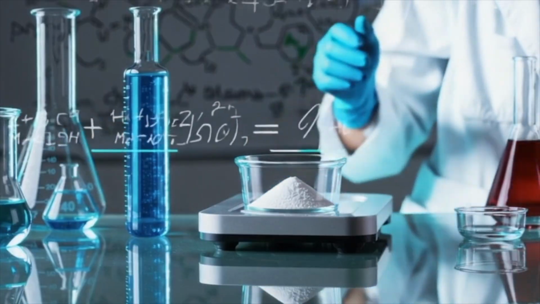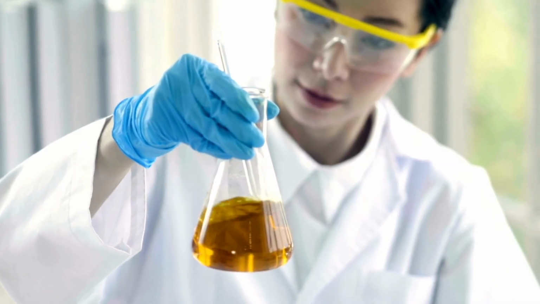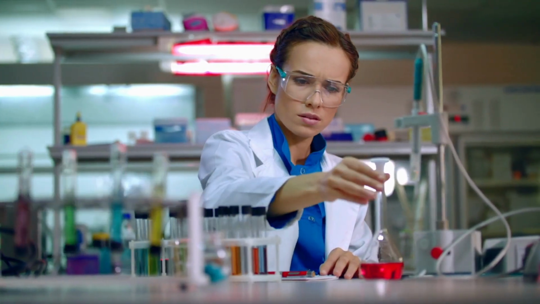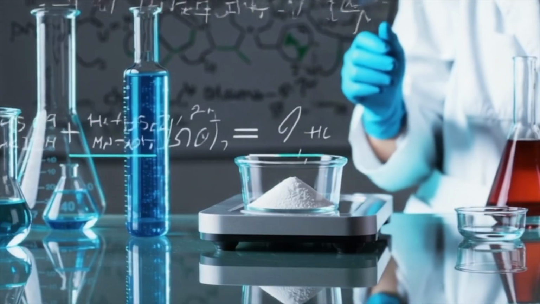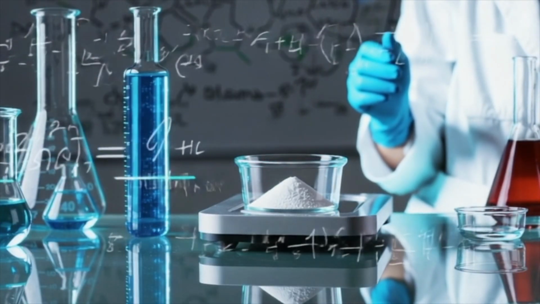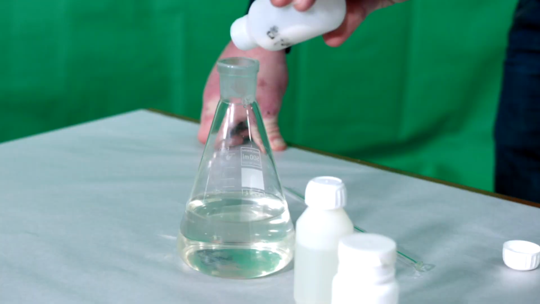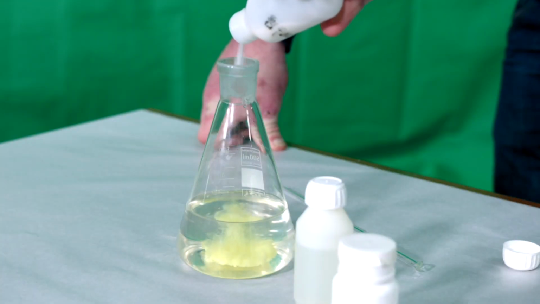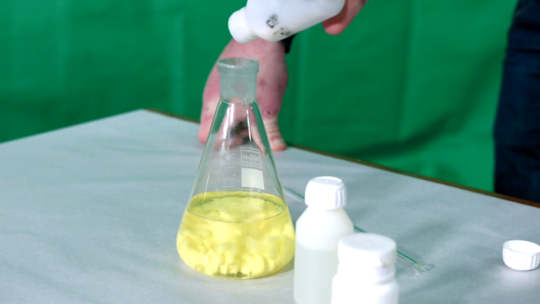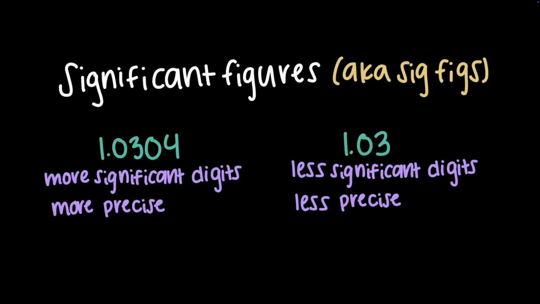In chemistry, precision matters. Whether you're measuring a reactant, calculating molarity, or reporting experimental results, your numbers need to reflect the limits of your instruments and the quality of your data. This is where significant figures come in. They tell the world how confident you are about the digits you report.